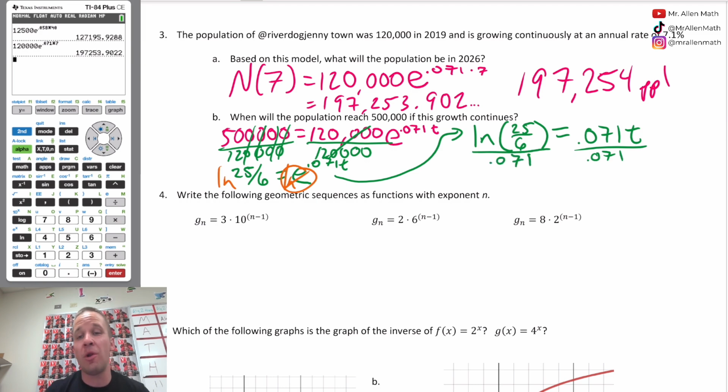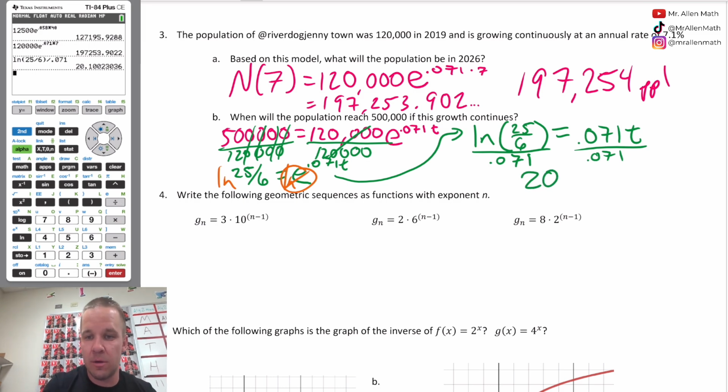So right now, I'm going to throw this entire mess into my calculator. I have the natural log of 25 divided by 6, close my parentheses, divided by 0.071, hit enter, and we've got ourselves 20.1 years. So, 20.1 years. All right. So it says, when will the population?